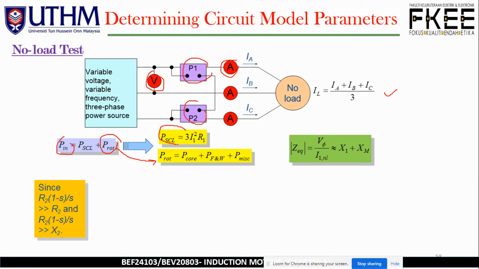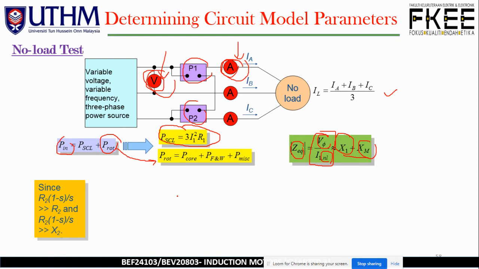Meanwhile, P SCL is equal to 3 I1 squared R1, and the magnitude of ZEQ is equal to V phase over I1 no load, which is approximately equal to X1 plus XM. That means from here we are able to obtain the values of X1 and XM by calculating ZEQ. How? We have V phase divided by I1 during no load. So the voltmeter and ammeter readings over here give the result to calculate ZEQ.